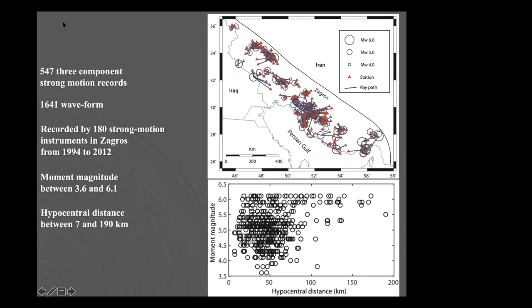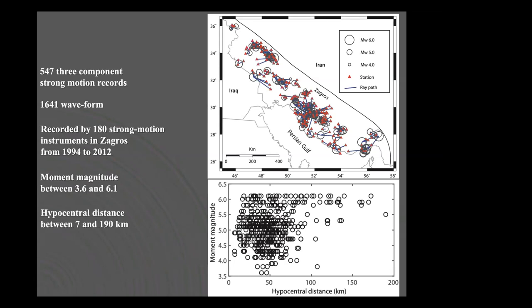So here is the data set that we have used for this study. This is Persian Gulf, this is Iraq, and this part is Iran. These dashed lines are political boundaries, and these circles are earthquakes that occurred between 1994 and 2012 in the Zagros region of Iran, and the strong motion stations are shown by red triangles, and the ray paths are also shown connecting the recording stations and earthquakes. The size of the circles is proportional to the magnitude of the earthquakes.